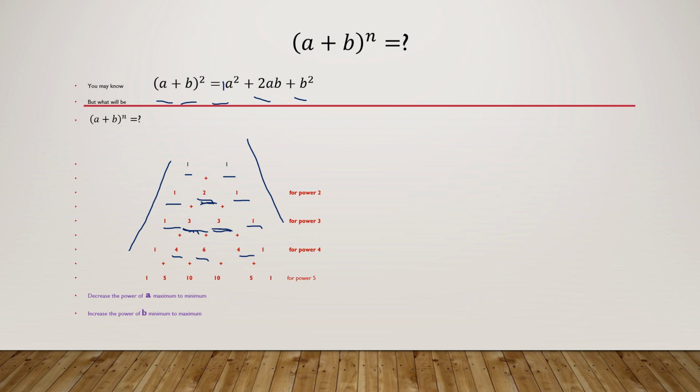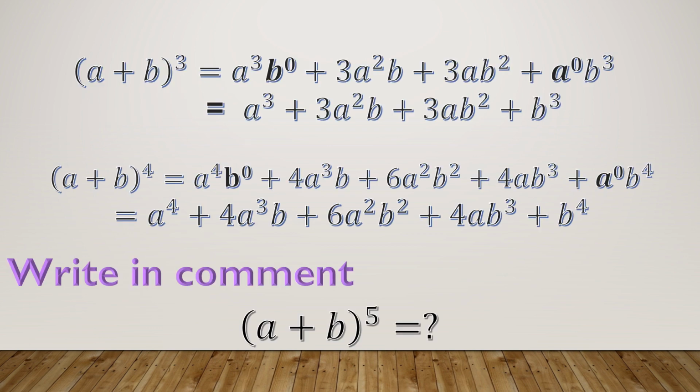Decrease the power of a from maximum to minimum and increase the power of b from minimum to maximum. So take (a + b)³. Here the maximum power is 3. We will use the coefficients 1, 3, 3, 1, and the power of a is 3, that is maximum. We will decrease the power of a: 3, 2, 1 and 0.